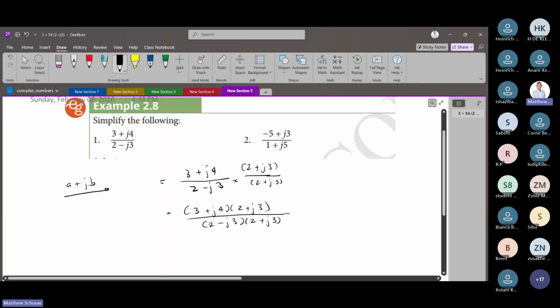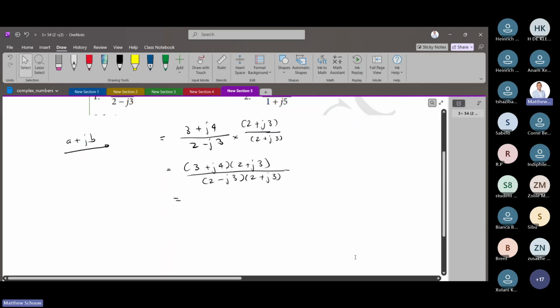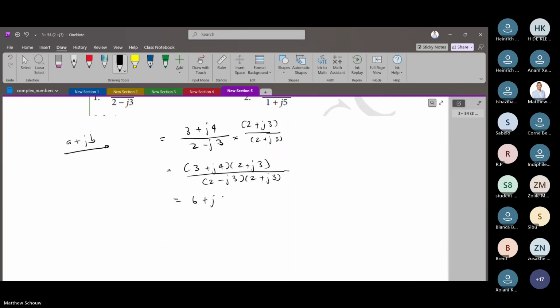Like I said, there's a quick shortcut for this over here. I did show it to you now. So what I'll do, I'll quickly just do the top section for you. 3 times 2 is 6. 3 times j3 is j9. j4 times 2 is plus j8. j4 times j3 is plus j squared 12. What is it? 12, right?